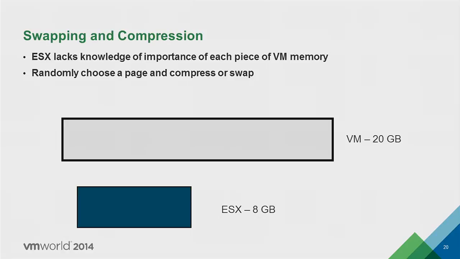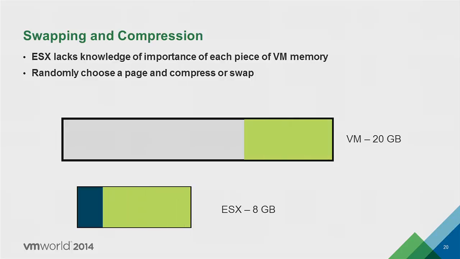And then swapping and compression. If page sharing and ballooning are not able to reclaim all the memory we would like to reclaim, then we use swapping and compression to reclaim the memory from the VM. In this example, I have just one VM, but it's a big VM, a 20 GB VM, and the ESX host has only 8 GB of memory.